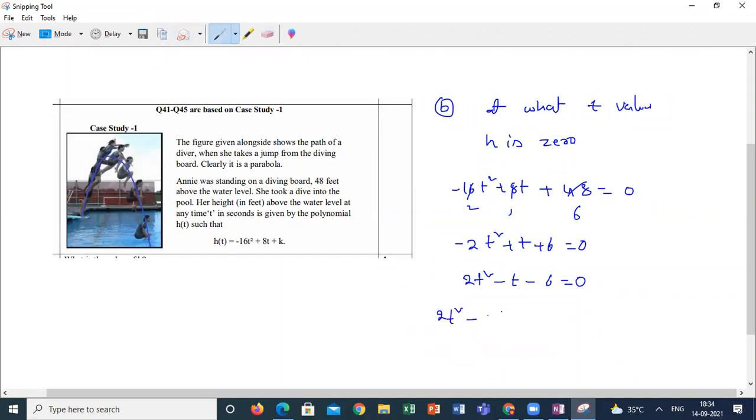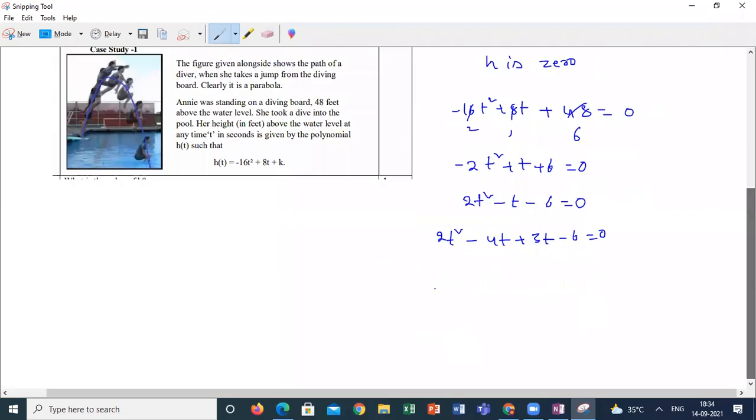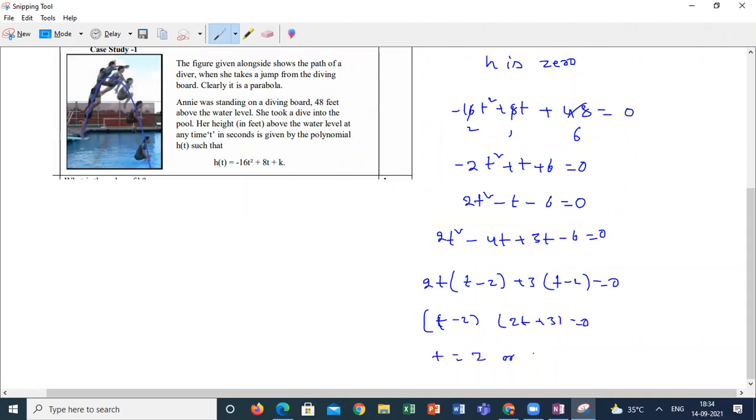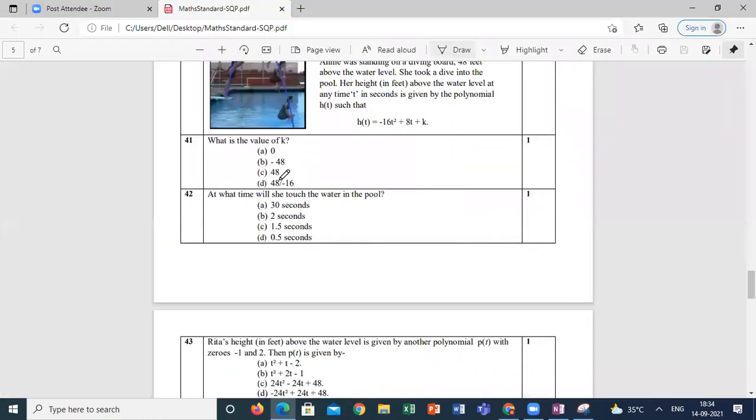2t square minus 4t plus 3t minus 6. Now you will get the proper factors. If I'm taking 2t common, t minus 2. If I'm taking plus 3 common, t minus 2 is equal to 0. So t minus 2, 2t plus 3 is equal to 0. So t is equal to 2 or minus 3 by 2, negative time is not possible. So t is equal to 2 seconds is my answer. So that means after 2 seconds, she will touch the water. After 2 seconds, she will touch the water. This is my answer here.